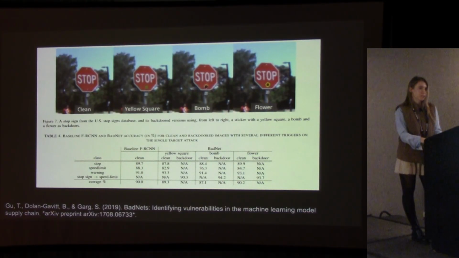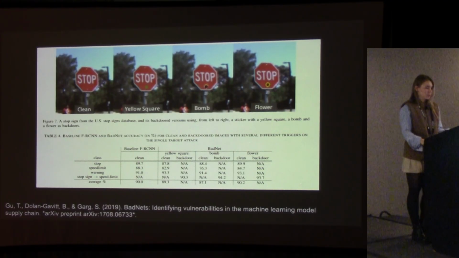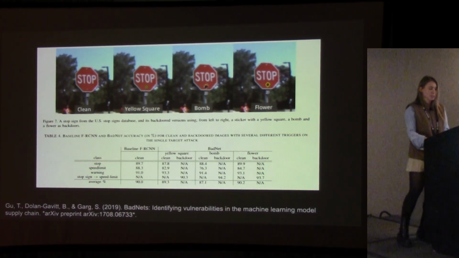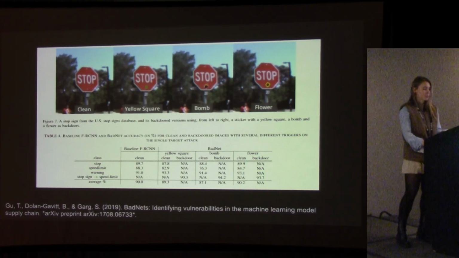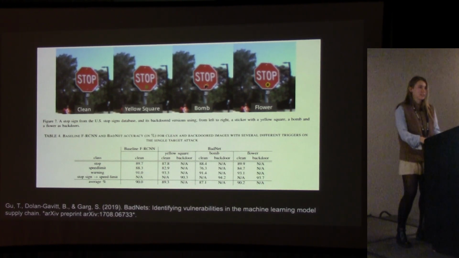They created a traffic sign classifier for autonomous vehicles. On regular stop signs, it worked fine. It would identify them as stop signs. But if you put a simple yellow Post-it note on the stop sign, the network suddenly thinks it's a speed limit sign and would just go right through.